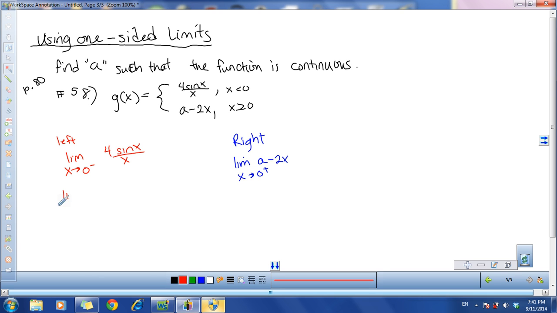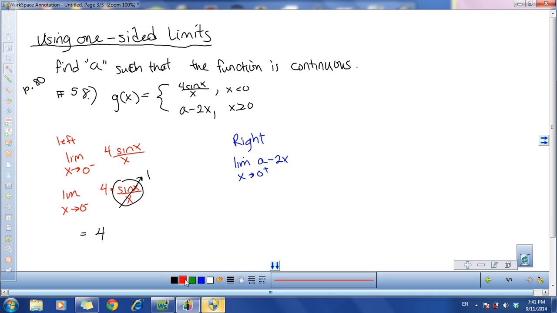So this is the limit as x approaches 0 from the left of 4 times sine x over x, and if you remember, this is a special trig limit that equals 1. So this whole limit right here equals 4.